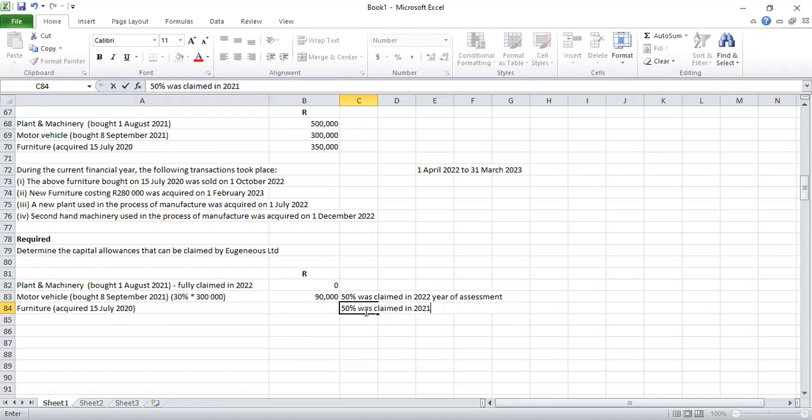Please, guys, don't be confused why I'm leaving out 2020. The 2020 year had already finished when it was acquired. Remember that the year is ending in March. Then 30% was claimed in 2022.